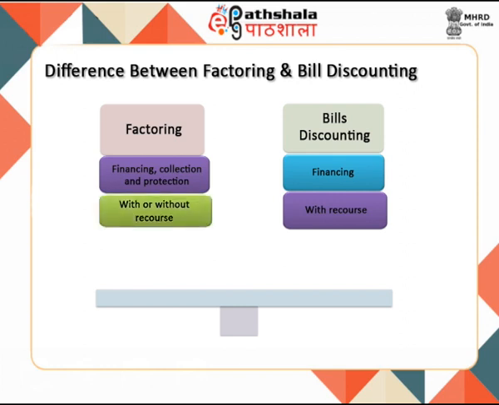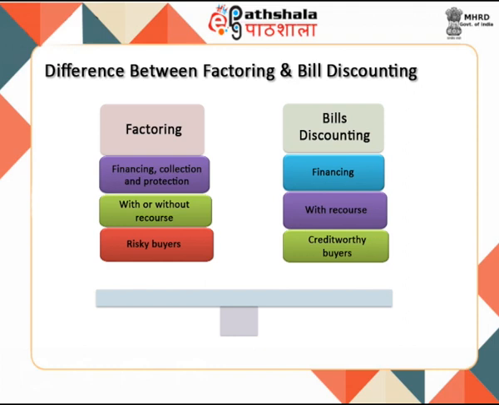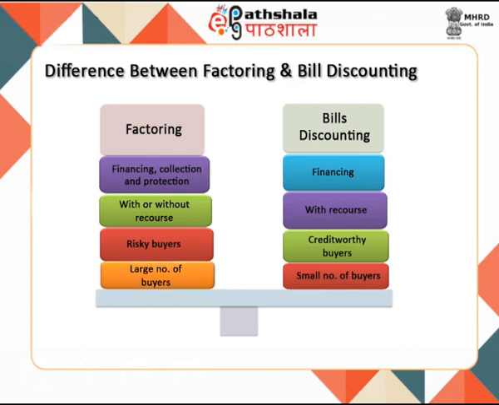recourse or without recourse. The next difference is bill discounting is preferable when the debtors are creditworthy, whereas factoring can be taken up in case of risky debtors as protection is also provided by the factor. And the last difference is bill discounting is preferable only in case of a lesser number of buyers, whereas factoring helps to manage a large number of buyers.